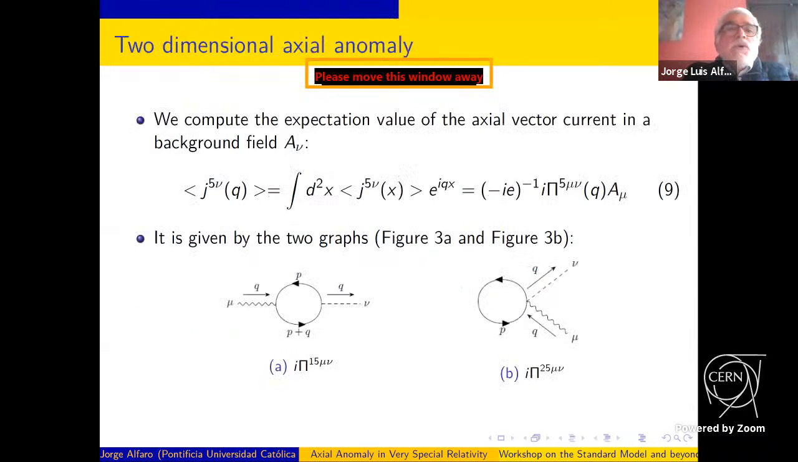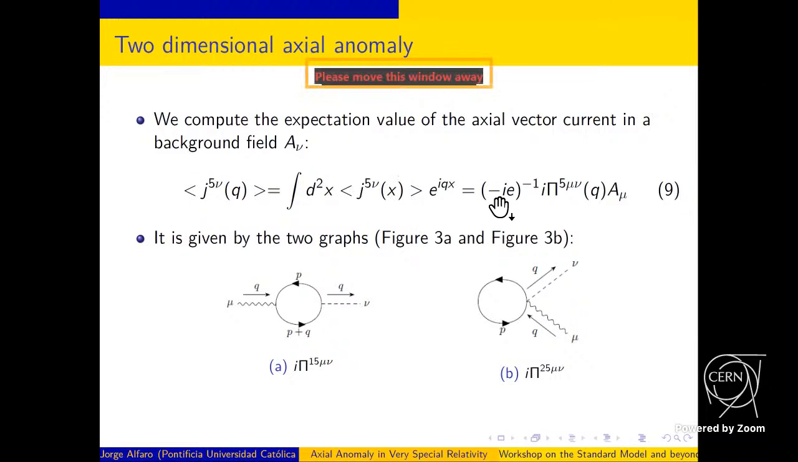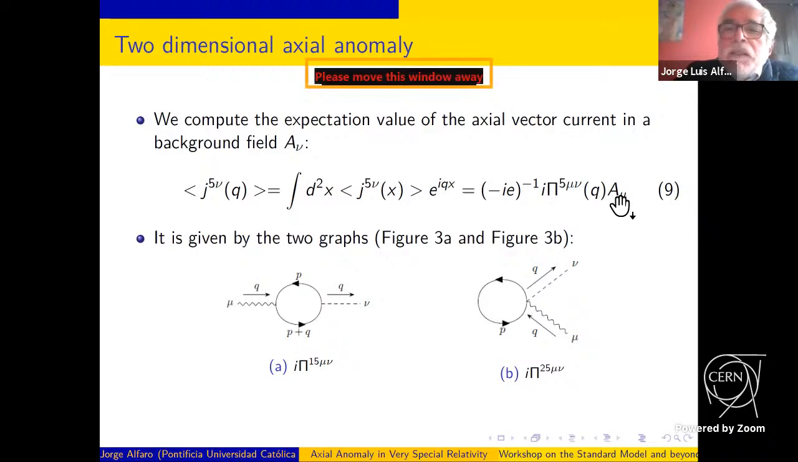So now let us go to compute the anomaly. I will simply show the simplest case, the two-dimensional anomaly, but you will see that the same argument will apply to the four-dimensional or six-dimensional anomaly. So in the two-dimensional case, we compute the expectation value of the axial vector current in the background field A_ν. So this quantity here is the Fourier transform of the current, and we define this object here and multiply by q_μ.